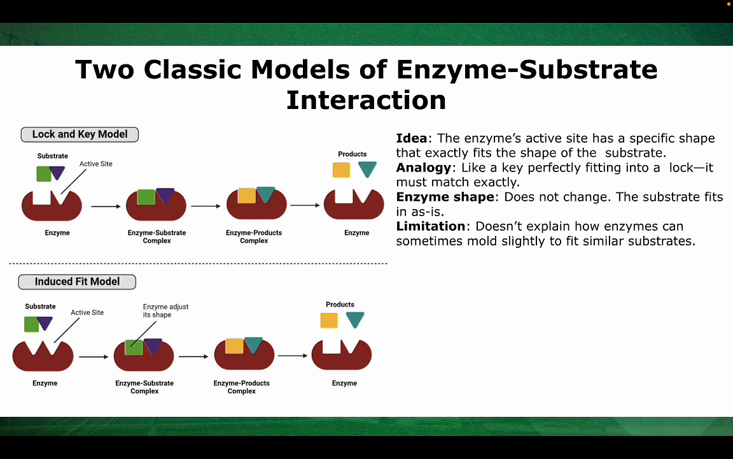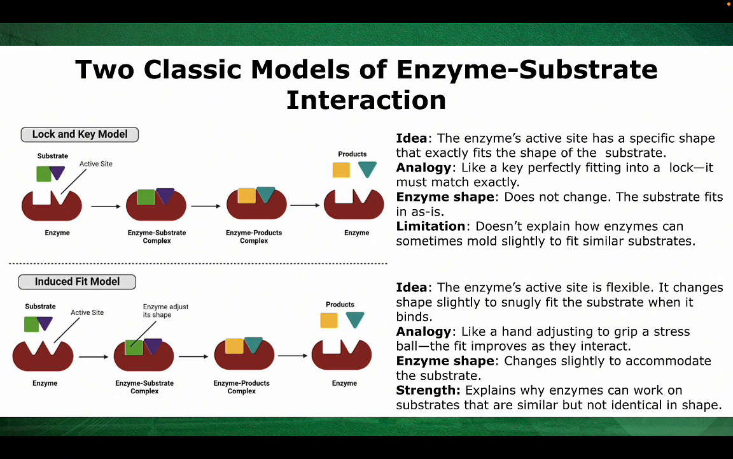It assumes the enzyme never changes shape, which we now know isn't always true. That's where the induced fit model comes in. It builds on the previous model by saying that the enzyme is actually flexible. When the substrate approaches, the enzyme slightly adjusts its shape to fit around it, kind of like a hand forming around a stress ball. This makes more sense with what we've observed in real enzymes.